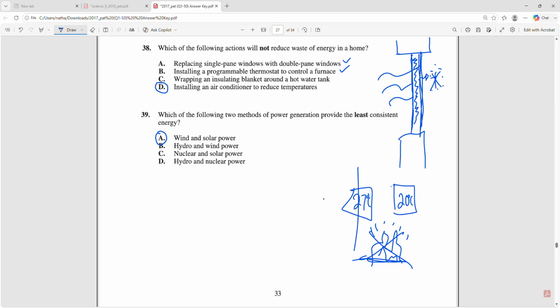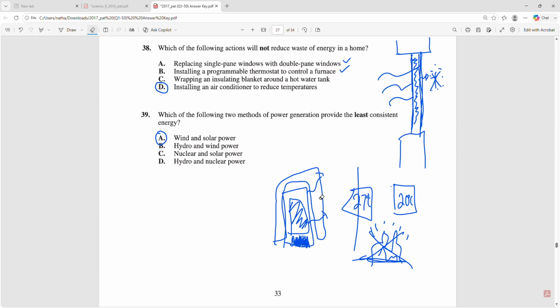Wrapping and insulating a blanket around the hot water tank. Hot water tanks work by burning some fuel and heating up water that's inside of it. Okay, but some of that heat is going to escape. And then the hot water turns on again, the flame turns on again, keeps heating that hot water. But if we put an insulating blanket on top, a lot less of that heat is going to escape, and then the flames will not need to turn on, and we will save energy. So that's another way to save energy.